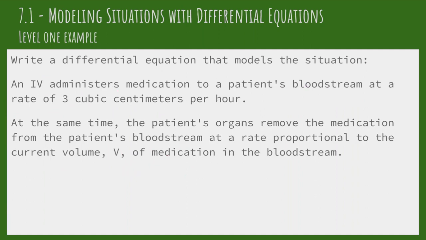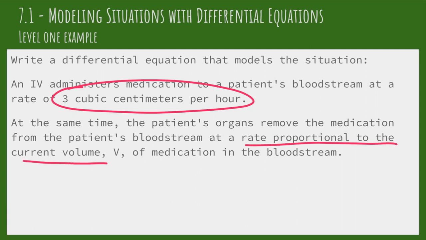This last example, we actually have two things going on here. So a patient in the hospital is getting an IV. They're getting drugs through the IV at a certain rate. So we know that they're getting medicine at a rate of 3 cubic centimeters per hour. But at the same time, their body is metabolizing that medicine at a rate that's proportional to the amount of the medicine in their bloodstream. Okay, so they're metabolizing or removing it at a rate proportional to the volume of medication in the bloodstream.